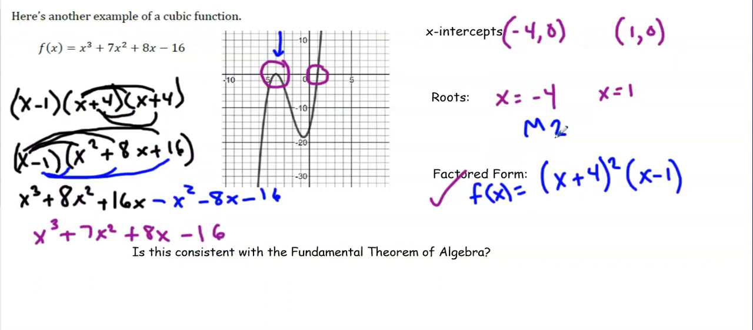But in total, for a cubic function, you'll have 3 roots. For a quadratic function, you have 2 roots. For a linear function, you have 1 root. And for a quartic function, a polynomial with a degree of 4, you'd have 4 roots.